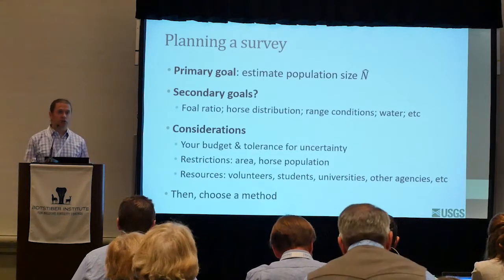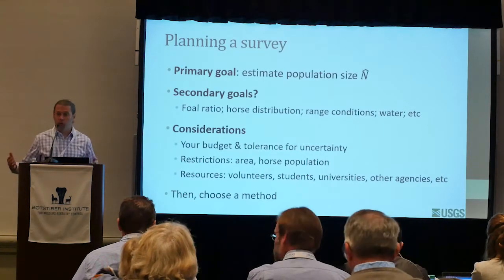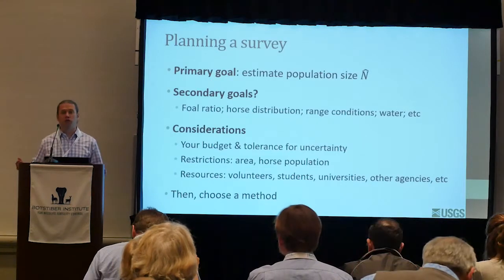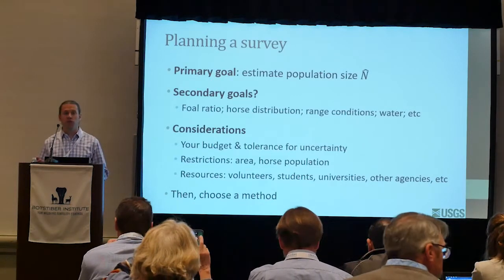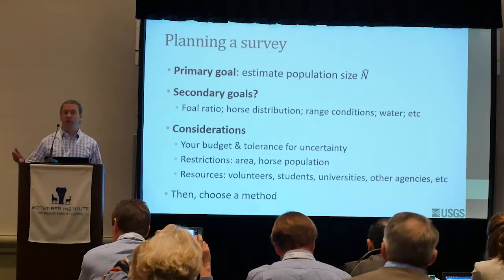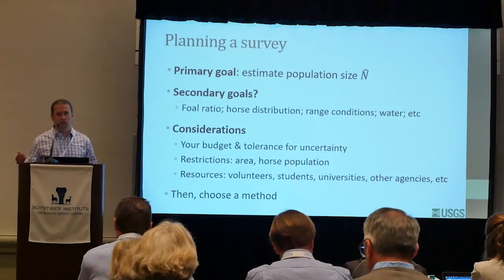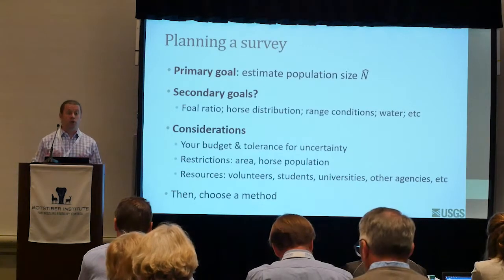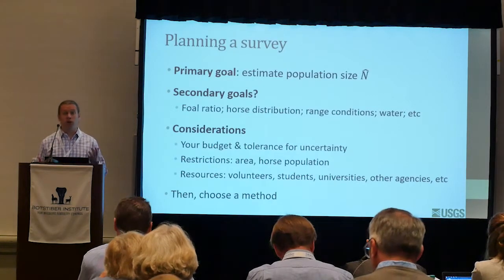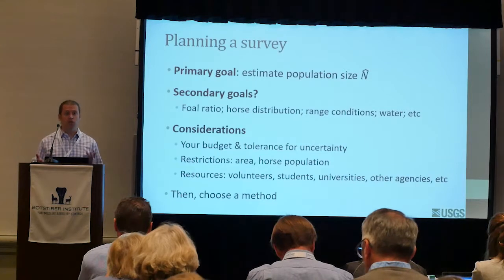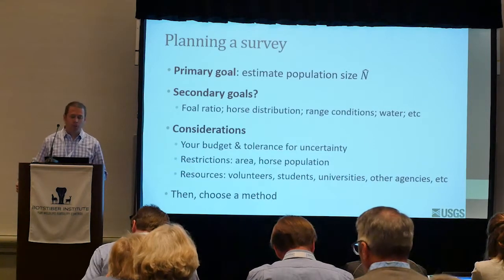Then, of course, you should also consider other things like what's your budget and what's your tolerance for uncertainty. Do you need to know that you have 500 animals and not 550? Or is it okay to know that you have somewhere between 400 and 600? You need to think about your tolerance for uncertainty, how much money you have, and how much money you're willing to spend to reduce that uncertainty.